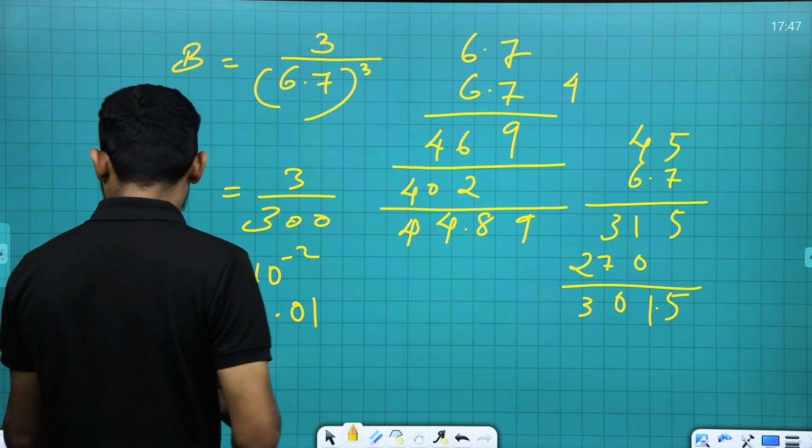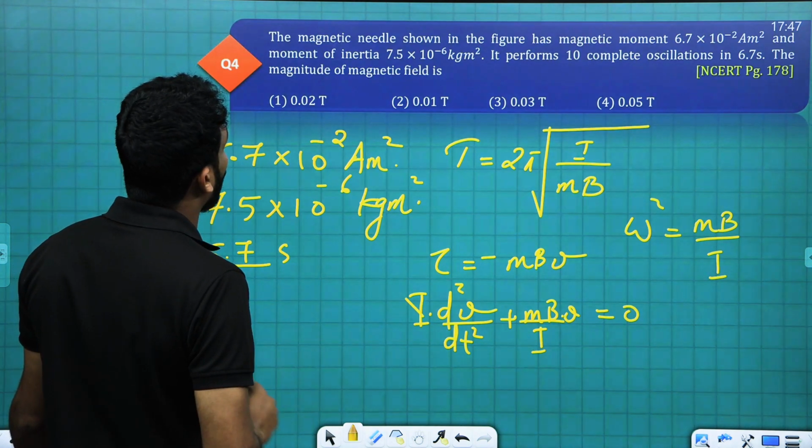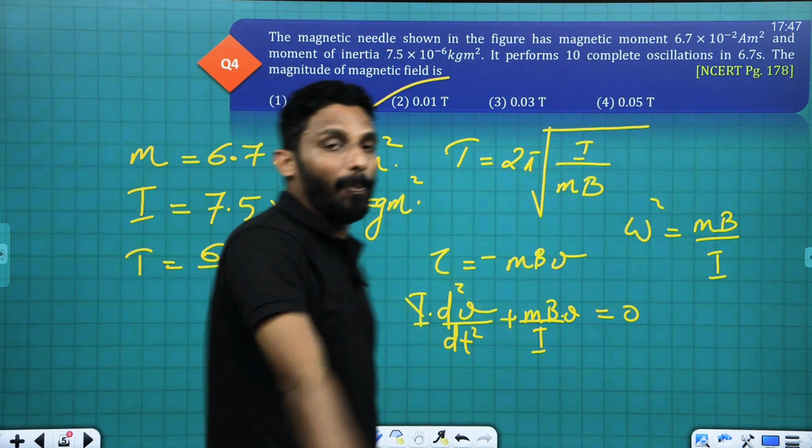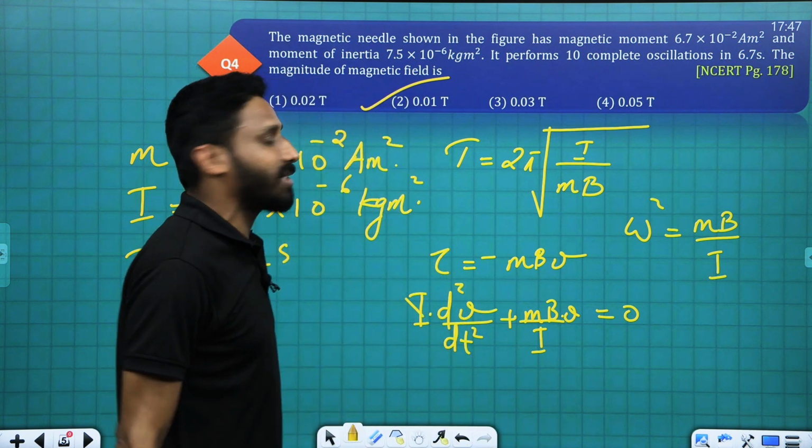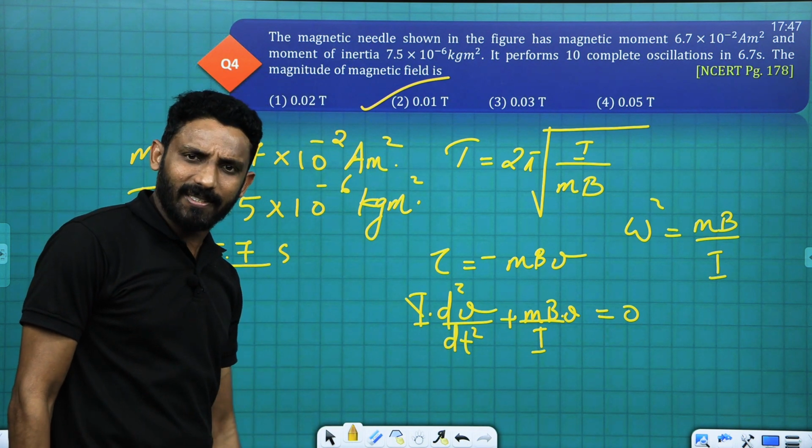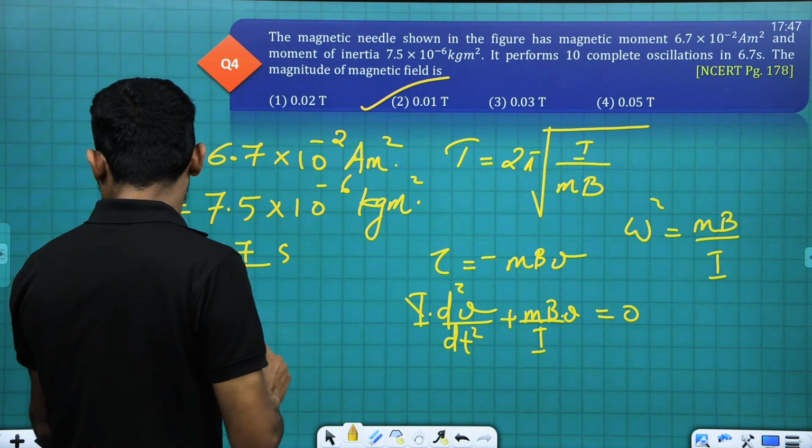Is that answer given here? 0.01? Yes. 0.01 Tesla is the answer of the question. Clear? Very easy? Yes. Moving to the next one.